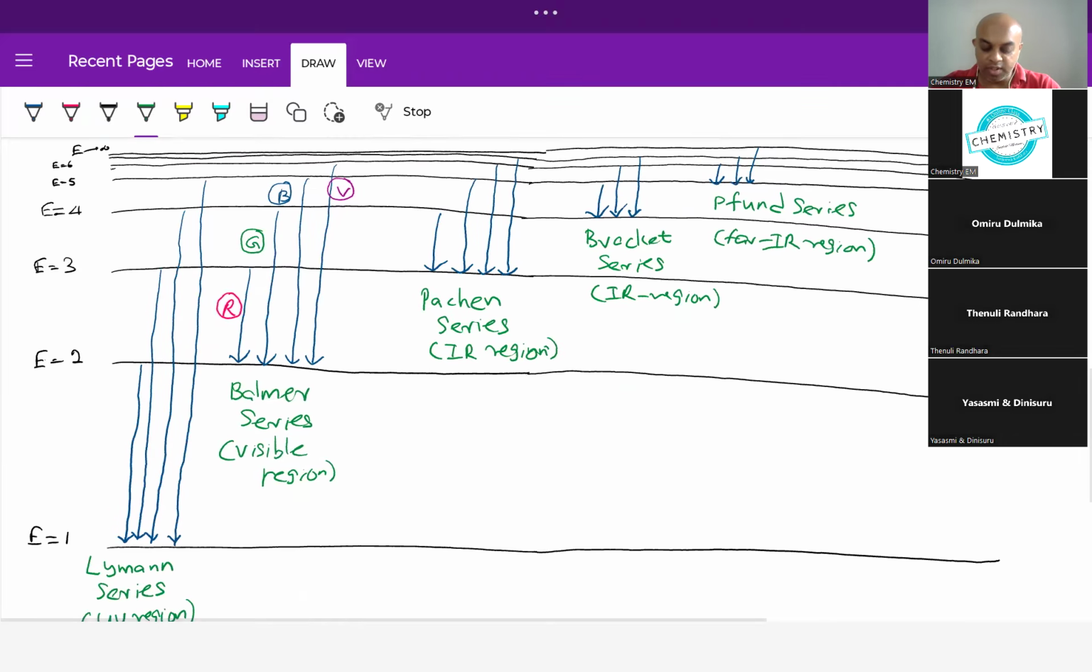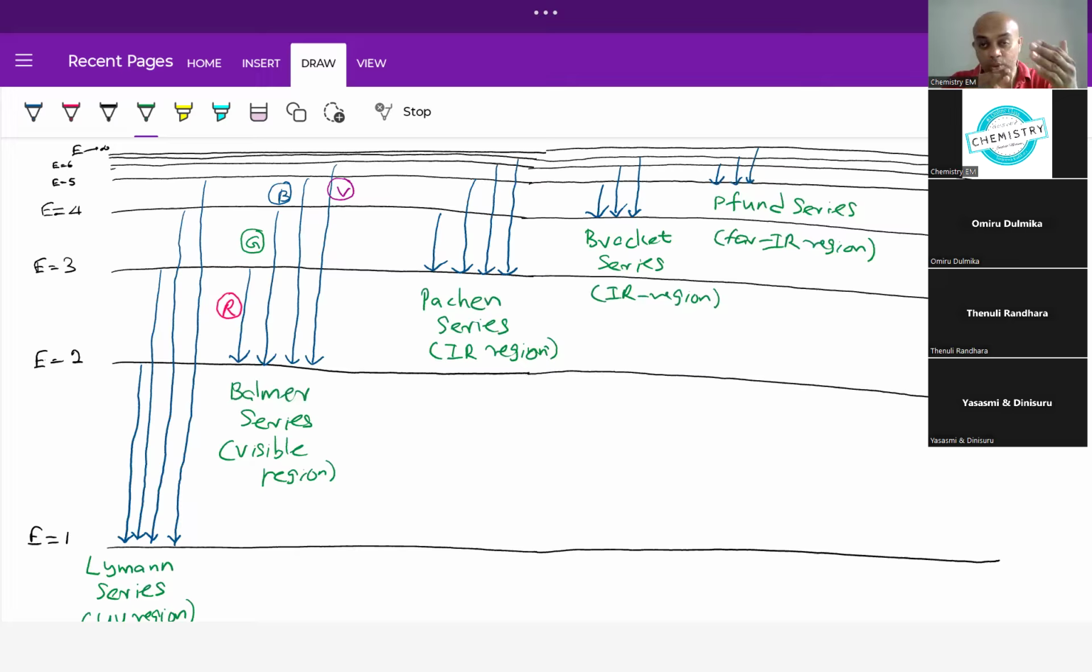So basically there are 5 series that have been identified up to now. Lyman series: electron jumps from high energy levels to E equals 1, right? So that is called the Lyman series. It is in the ultraviolet region. And there will be a jump from high energy levels to E equals 2. That is called the Balmer series. Balmer series has 4 frequencies which are in the visible region.